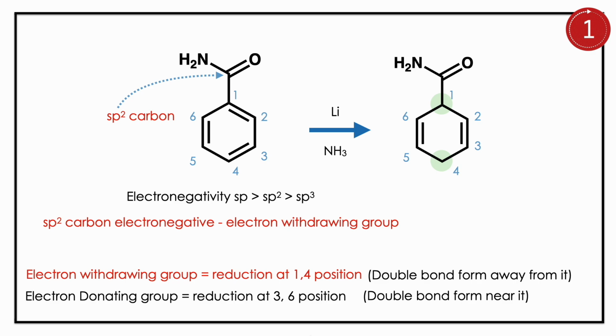The concept you have to learn here is that the amide group is like an acid group. The reaction proceeds like with an electron withdrawing group, ending up with 1,4 reduction.